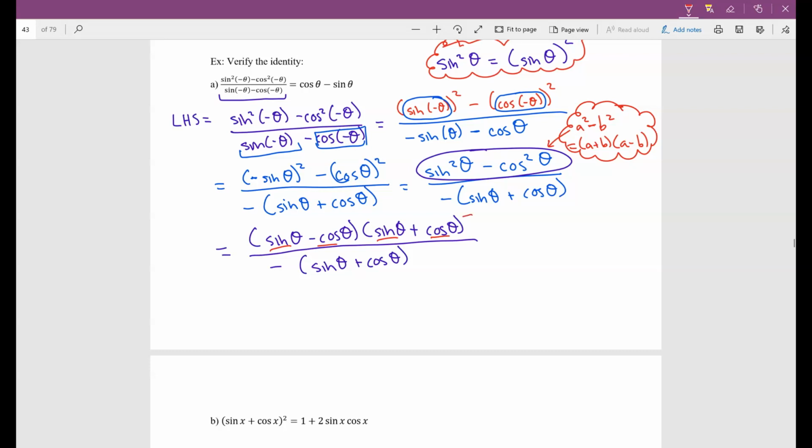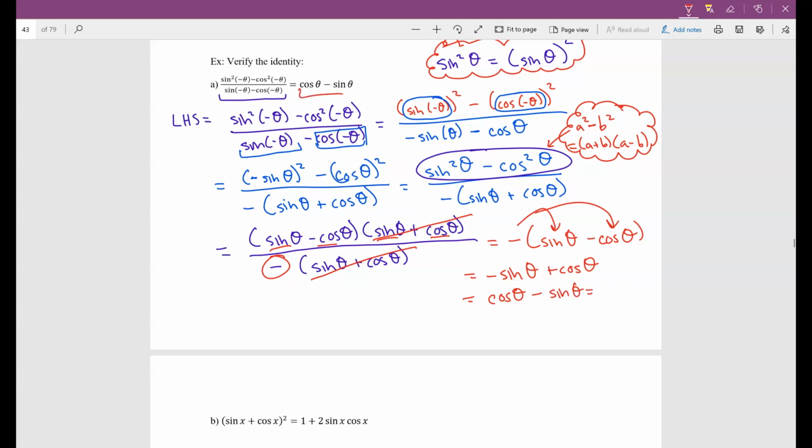So now you can see that this guy is going to cancel out with that guy. So all we're left with is this negative there, and then you just have a sine theta minus cosine theta. You can distribute this negative now, so I have negative sine theta plus cosine theta. I can just switch it around and write cosine theta first, which is a positive, and then minus sine theta. And this is basically now my right-hand side, which means that I am now done with this guy.